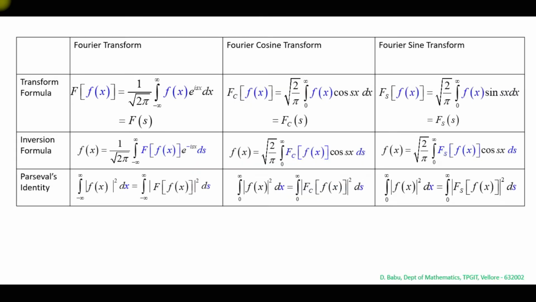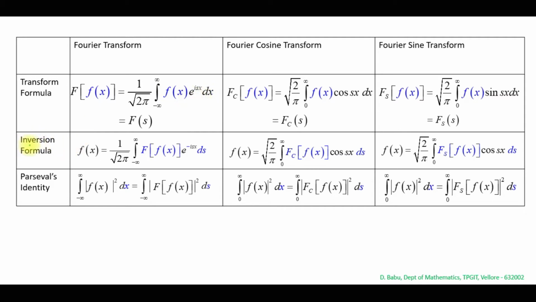Unit 4 Fourier Transform Part 2. Let us recall Fourier transform formulas. The Fourier transform of f of x equals 1 divided by square root of 2 pi integration from minus infinity to plus infinity f of x e power isx dx.